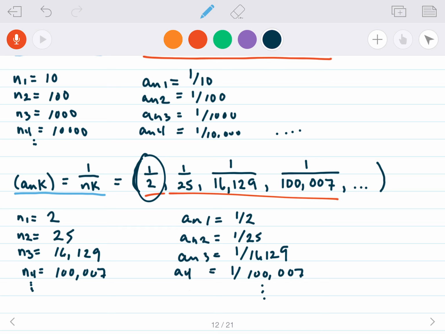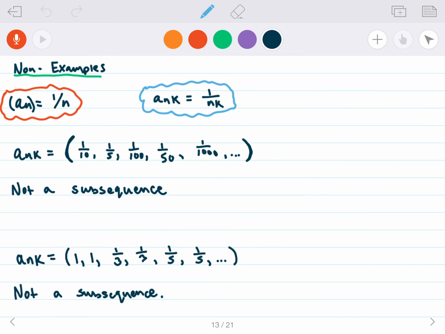Okay, so those are subsequences. Let's give some non-examples of a subsequence of 1 over n. To talk about subsequences, we need an original sequence, so I'm using 1 over n in this example. And this guy is not a subsequence because we have n1 is equal to 10, but n2 is equal to 5. And that's a problem because we need n1 to be strictly less than n2. So this is not a subsequence.